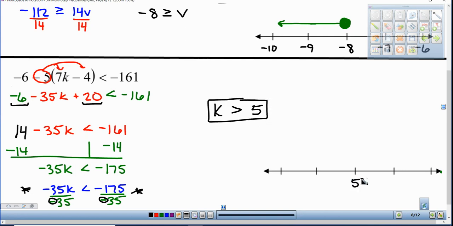So we're going to put 5, 6, 7, 4, 3. We're going to put a circle at 5 and say any number greater than 5. That would be this way. We do not fill it in because it does not have the equal to bar.